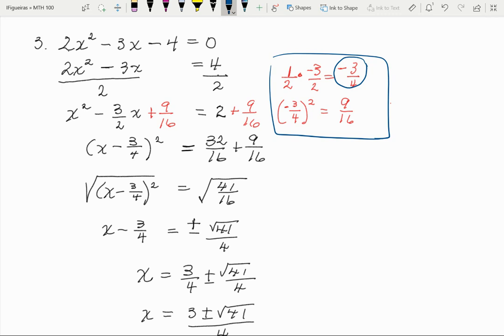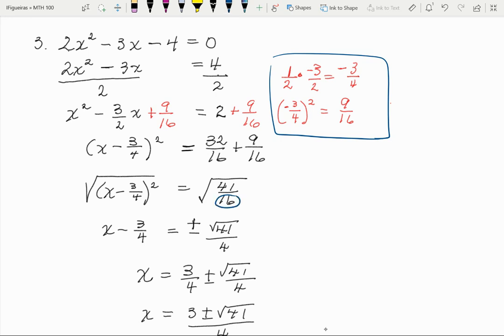Now, where did the 32 over 16 come from? Remember, in the previous line, it was 2, but I need to combine it with 9/16. So 2 is the same as 32 over 16. So now I have a common denominator. So now I'm right here. I have the square root of x minus 3/4 squared equals the square root of 41 over 16. When I take the square root of both sides, I get x minus 3/4 equals plus or minus root 41 over 4. And again, the 4 came from taking the square root of 16.